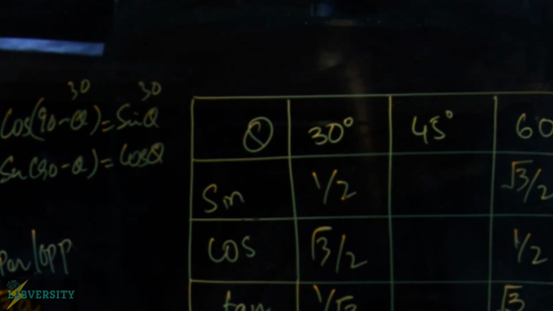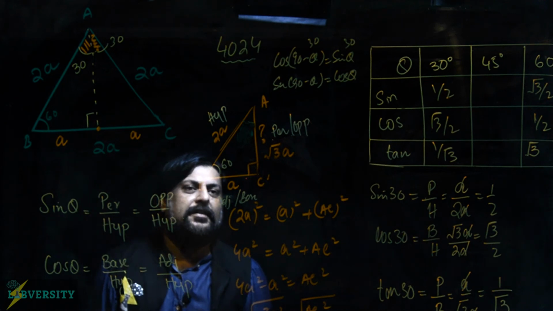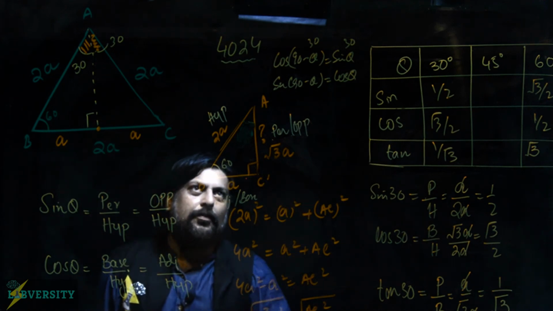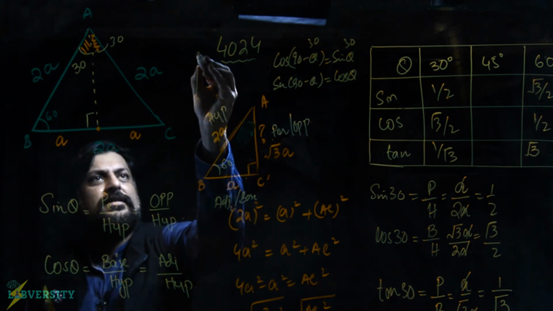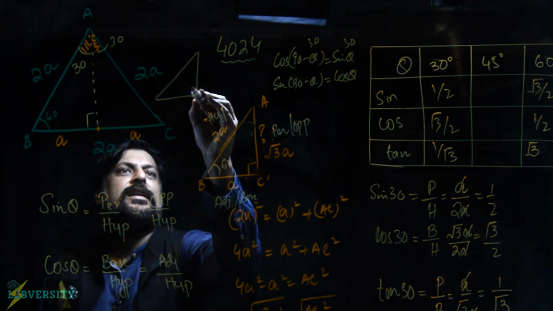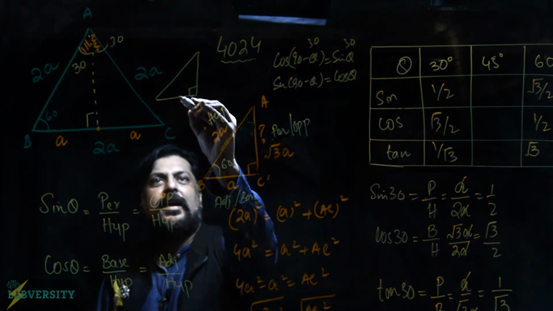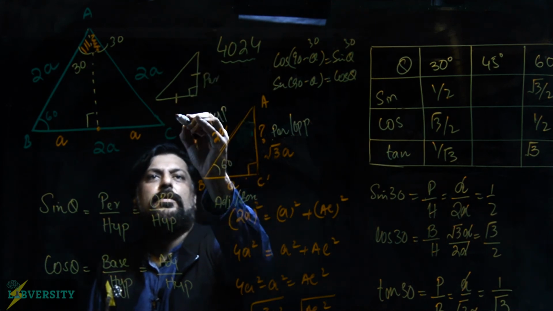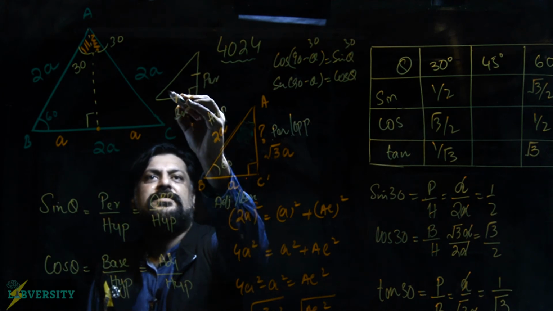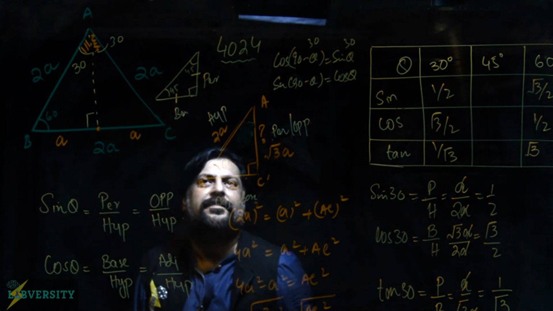Now, how to calculate the values for 45? This I am leaving for you. I am giving you just one hint. Before you calculate this, draw an isosceles right angle triangle. If these two sides are equal, that means perpendicular and base will always be equal, because this angle will be 45 and this will also be 45.